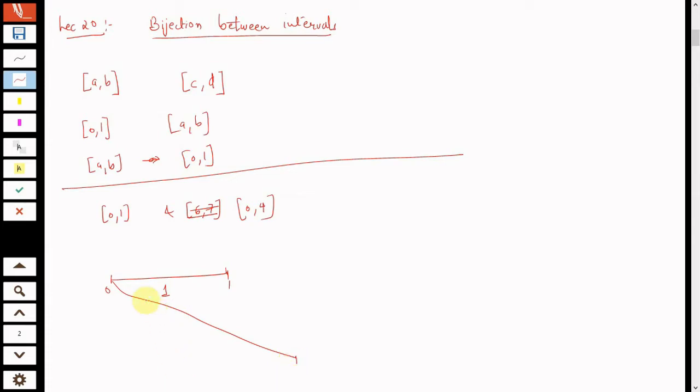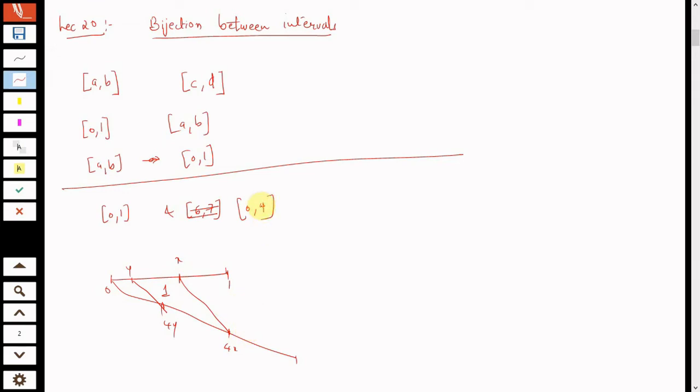What is happening is that if we have any x over here, it will map to 4 times that x, 4x. So 0 will map to 0, and any other element, say y, will map to 4 times y over here. In that way we exhibit a bijection from 0 comma 1 to 0 comma 4. So the natural way of producing a bijection from 0 comma 1 to 0 comma 4 is to take a point x and stretch it to 4x.